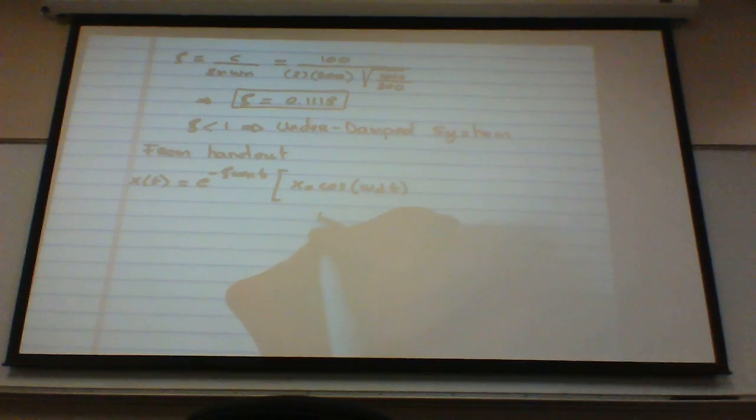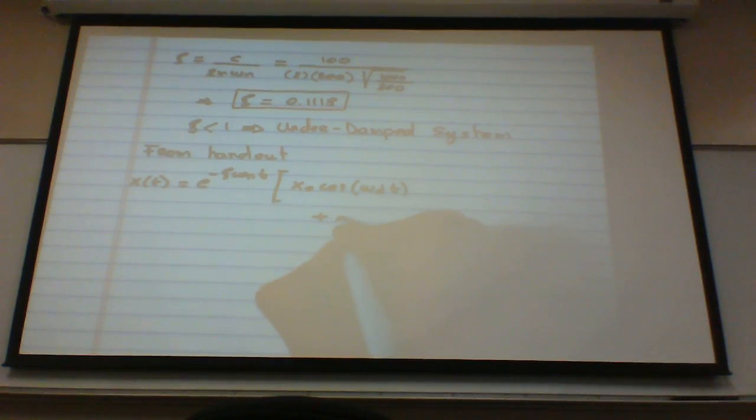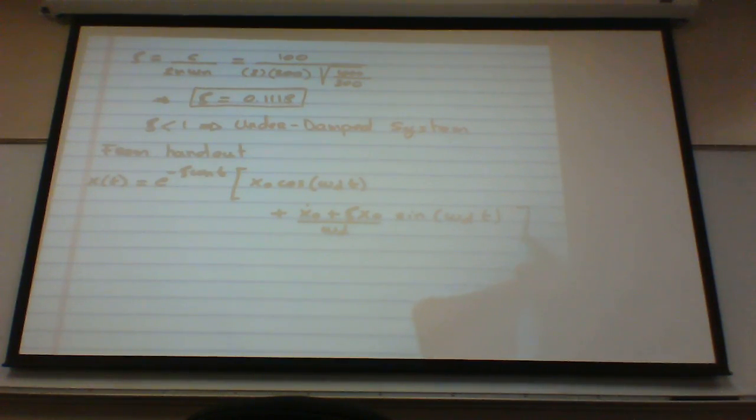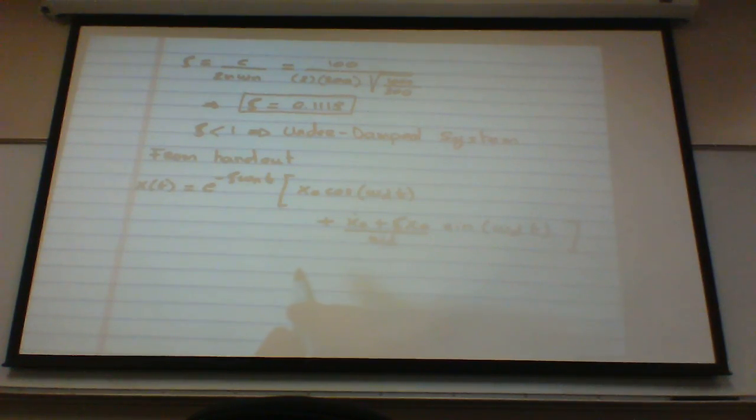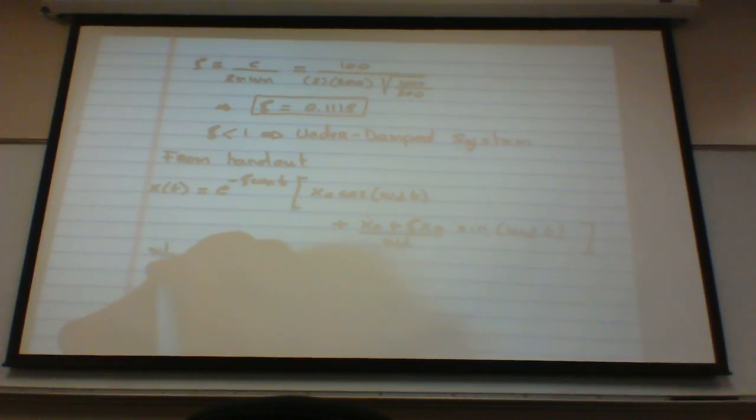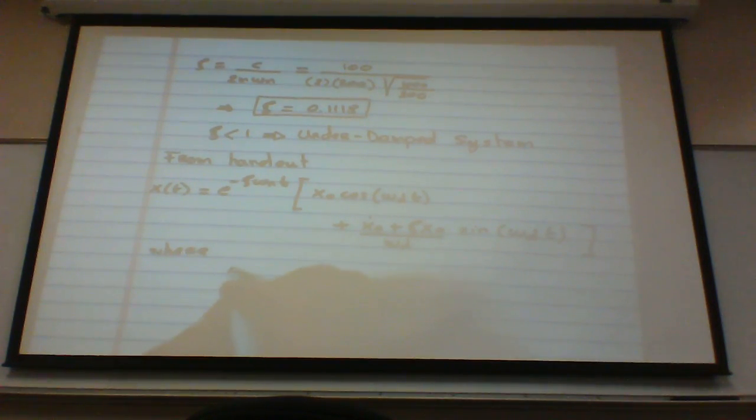probably it's not going to fit on this line, so I'm going to put it on this line, plus x dot naught plus xi omega n x of naught, divided by omega sub d, sine omega sub d t. So it's not here on the page, on the summary of results, but if you want, you can write it down. You can add it to the page.